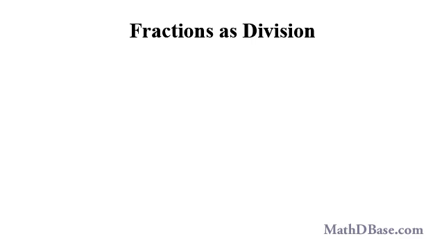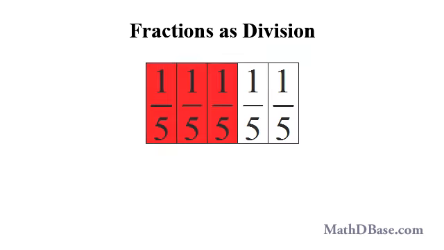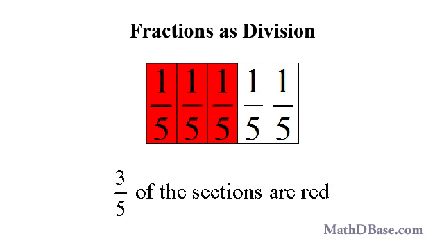A fraction is another way of expressing division. The denominator indicates how many equal parts a whole has been divided into, and the numerator indicates how many of those parts are being considered. In the case of unit fractions, the numerator can be considered the whole, and the denominator as its divisor. For example, this rectangle, the whole, is divided into 5 equal-sized sections. The fraction 3/5 represents the 3 of 5 red-shaded sections.